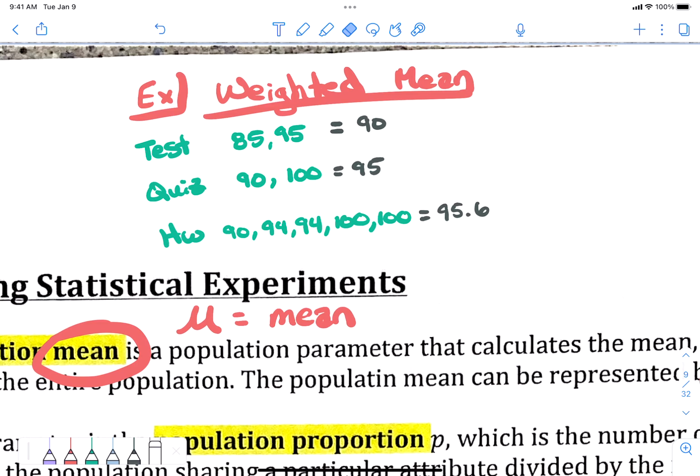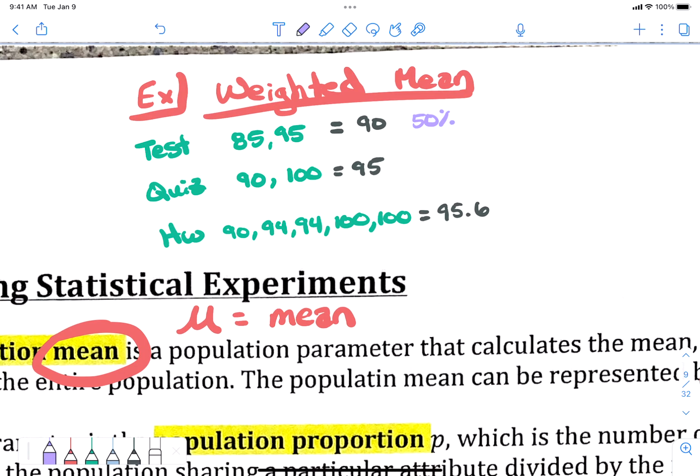Okay, if these three categories were all weighted the same, we would add them together and divide by 3, but that is not how it works in math class. Which category is weighted the most? Of course it is, right? So tests are 50% of your grade, so I'm going to write 50%.